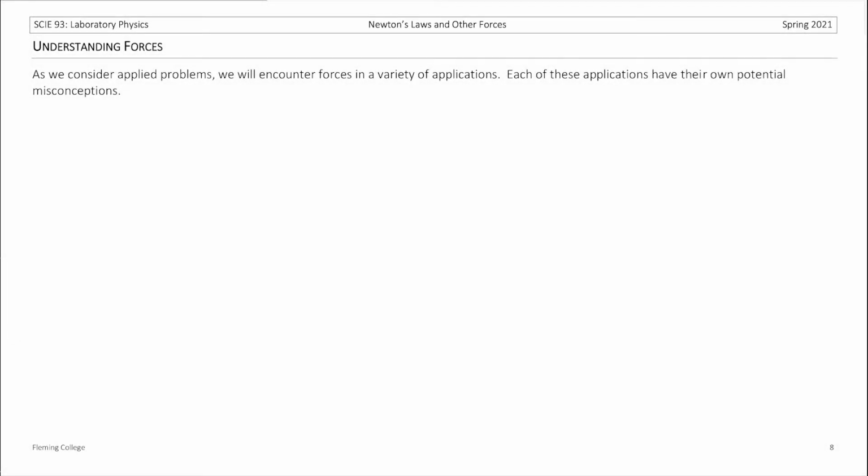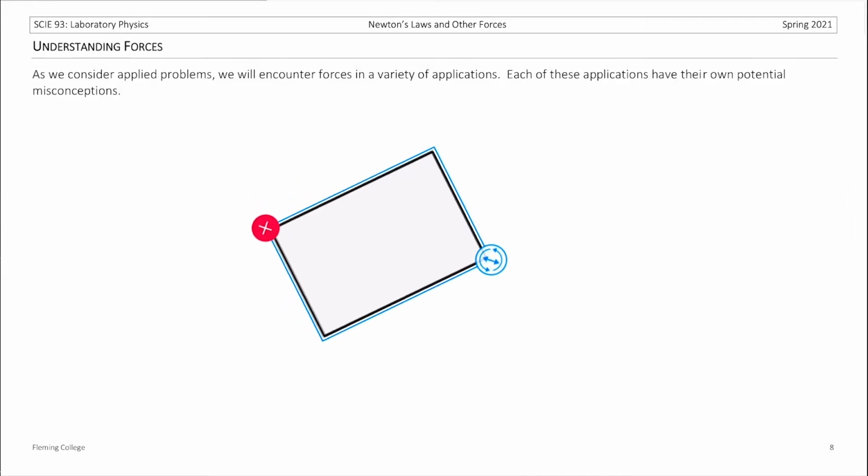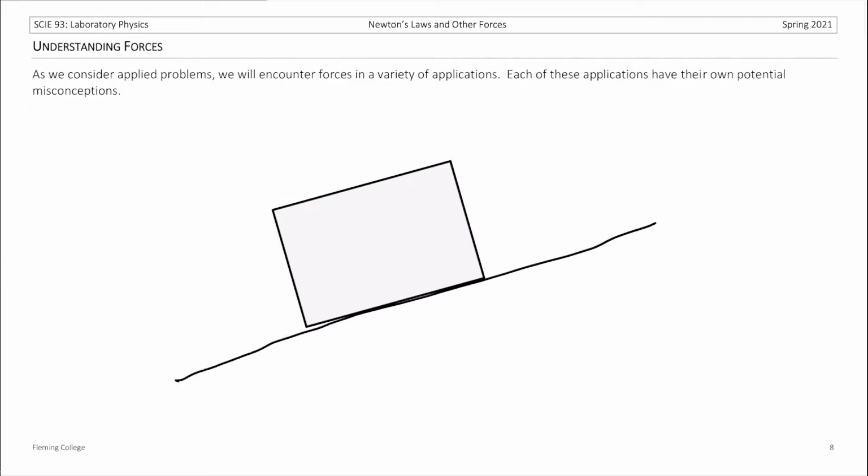Now that we understand the laws that govern forces, we need to move on to considering the different types of forces that we'll encounter. Depending on the type of force we are looking at, there's different ways for students to misunderstand the concept. To give you an idea of what's coming, let's quickly sketch a free body diagram. So we'll take a block, and to make things slightly more interesting, we're going to rotate that block a little bit, and we're going to have that block sitting on a surface.